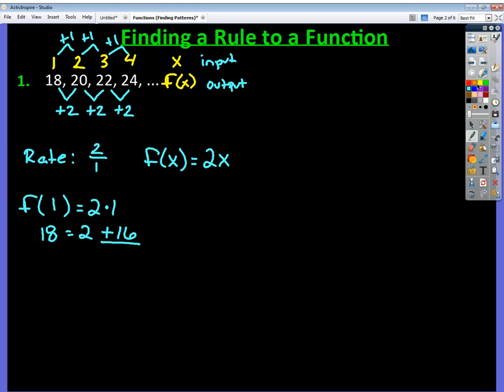Now, I always tell my students to check. We're going to check that again. So now we're going to take it at the function of 2.